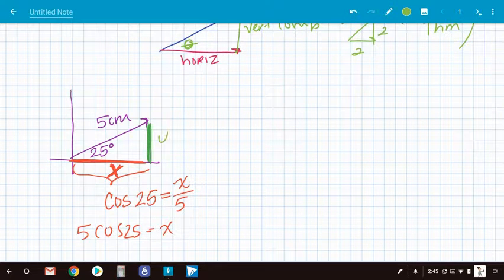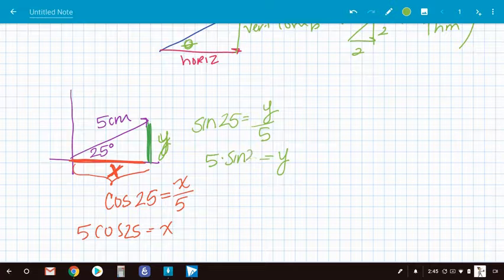Similarly, for the y value here, finding the vertical component, you could use sine. So sine of 25 would be y over 5. And then if you wanted to simplify it, you could just type this in.